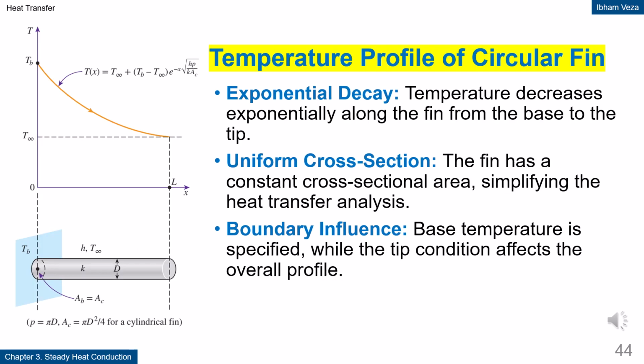Temperature profile of a circular fin. The temperature profile in a fin decreases exponentially from the base toward the tip. This decrease reflects the balance between conduction inside the fin and convection to the surroundings. With a uniform cross-section, the analysis becomes simpler, and the solution takes an exponential form. The base temperature serves as the main boundary condition of the system. This profile shows that most heat is dissipated near the base.